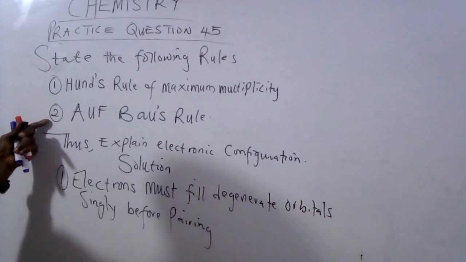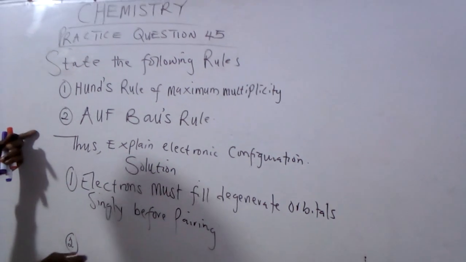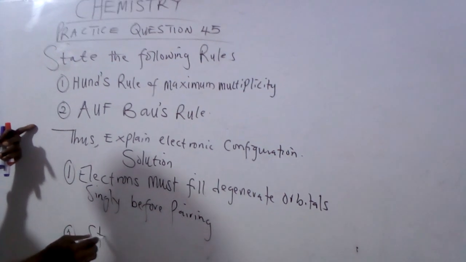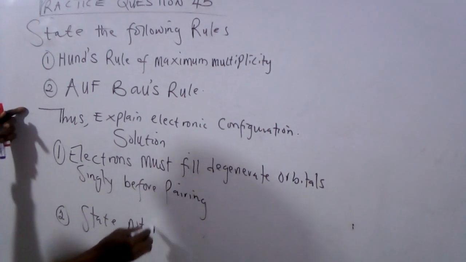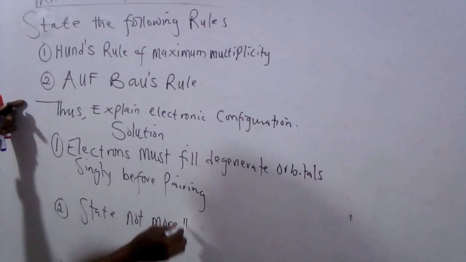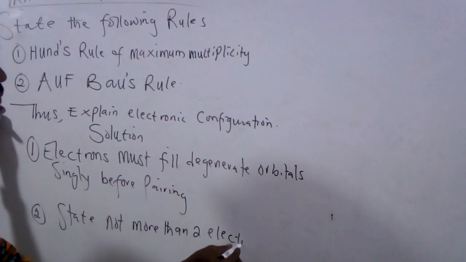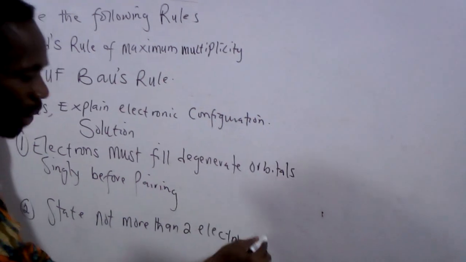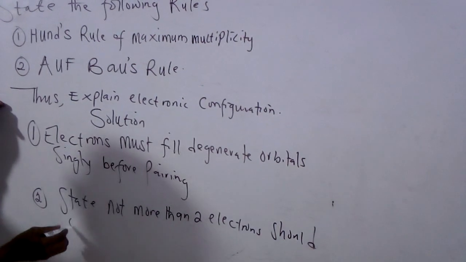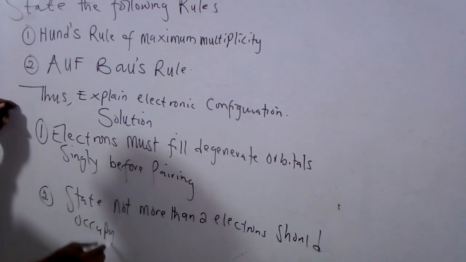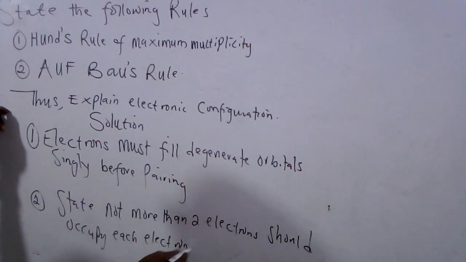I will explain. Number two, Aufbau's rule. Aufbau's rule states that not more than two electrons should or can occupy each electron block.